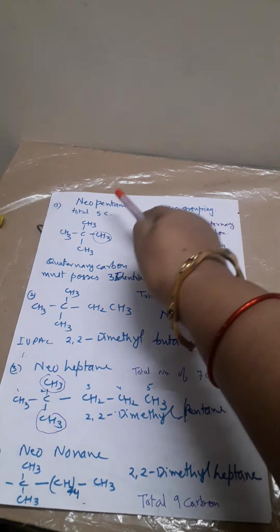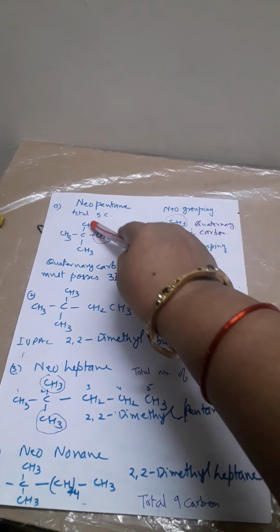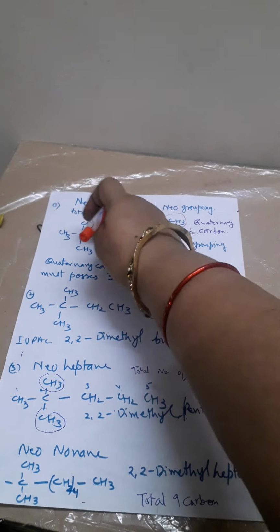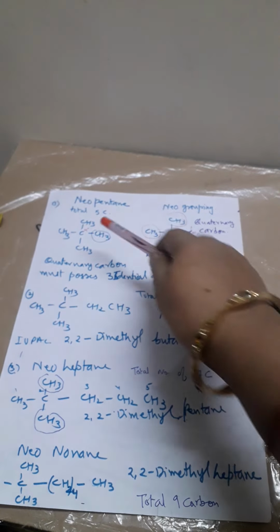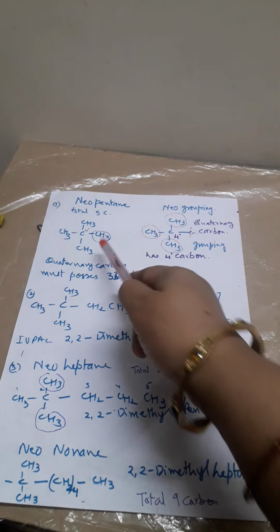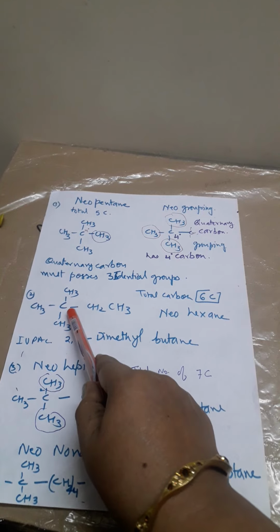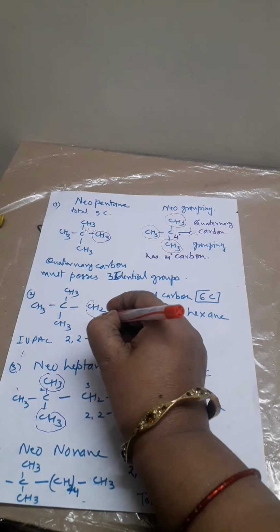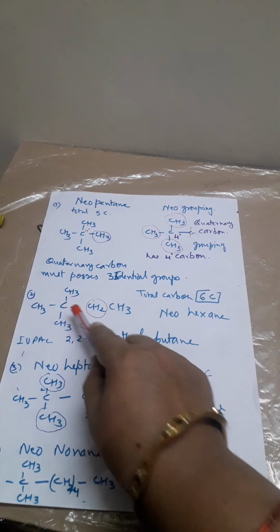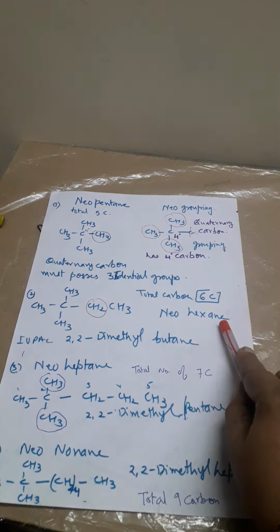So how many carbons in total in this case? Neopentane has 5 carbons, and the grouping is this, which means this is a 4 degree carbon. See, 1, 2, 3, 4 carbons are attached to this. This is neopentane. I am not writing the IUPAC naming, it's very easy for you to do. Now here, I added one CH2 group in between. So this is also a quaternary carbon. Now how many carbons in total? 6. So we will call it neohexane.